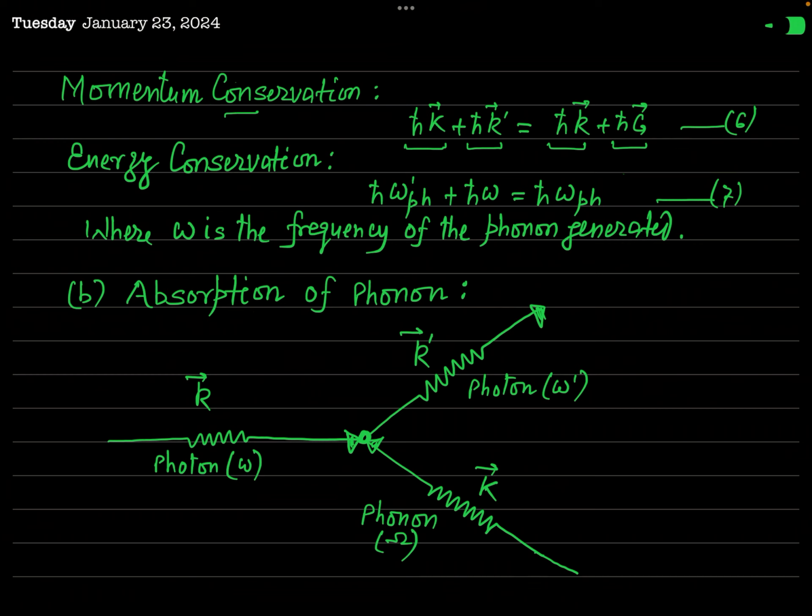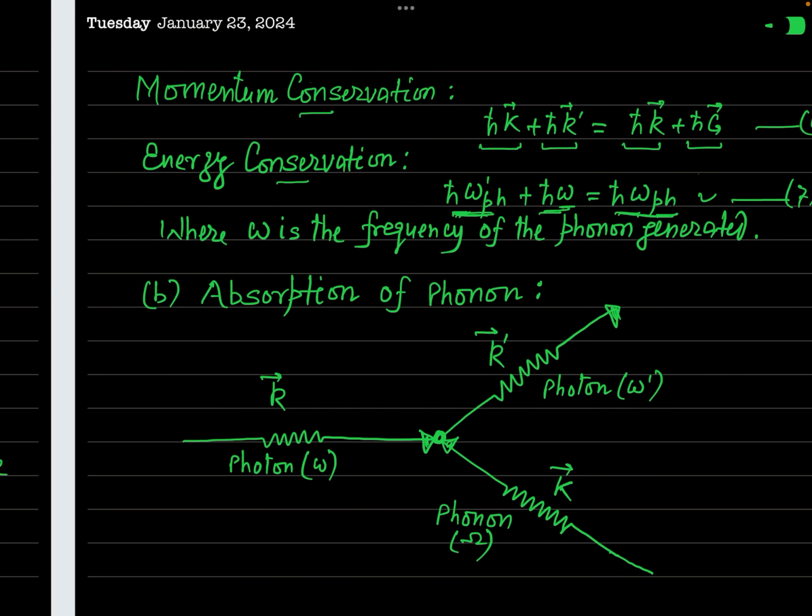And in a similar manner, we can also write the equation for the energy conservation. Energy conservation is written like this: h bar omega dashed ph plus h bar omega equals h bar omega ph. Actually here, this omega dashed ph is the frequency of the scattered photon. Okay, omega is the frequency of the phonon. Okay, and omega ph is the frequency of the incident photon. So what is this h bar omega dashed ph? This represents the energy of the scattered photon. h bar omega is the energy of the phonon. Okay, and h bar omega ph is the energy of the incident photon.